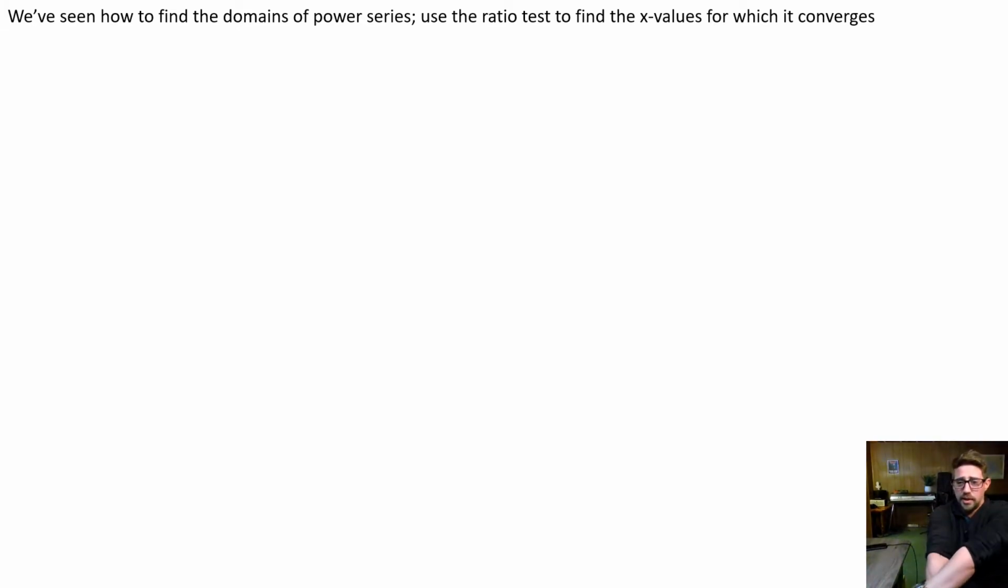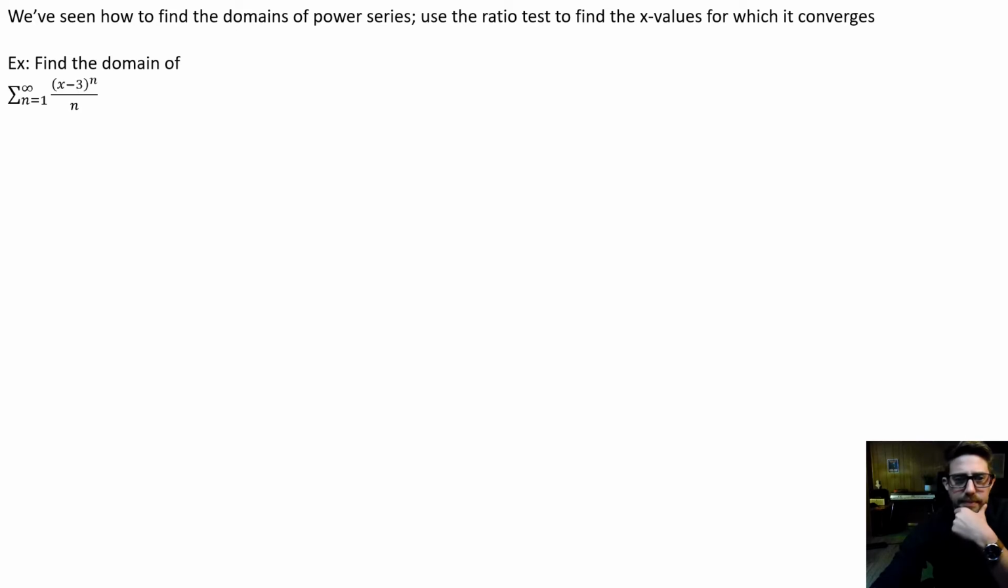So you've done an example of this before. To actually find the domain of a power series, you use the ratio test to determine for which x values it converges. I'm going to give you another example just because you haven't seen that many. So here's one. And you maybe didn't call that a power series before, but that's what it is. So this is like x minus 3 to the 1 over 1 plus x minus 3 squared over 2 plus x minus 3 cubed over 3. Okay, so that's a polynomial. That's an infinite degree polynomial in the variable x.